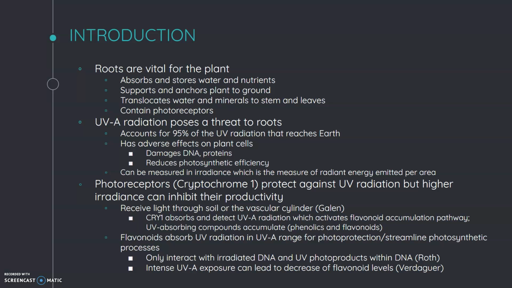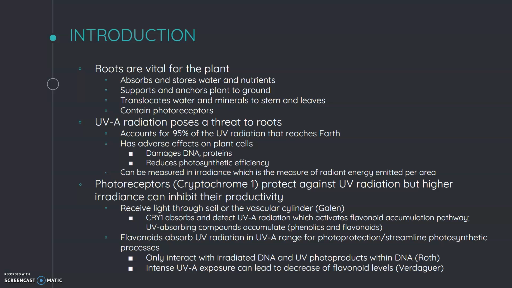energy emitted per area. So photoreceptors, to get more specific, the reason that they're important is that they're able to protect against UV radiation. However, the problem is that higher irradiance from UVA radiation can inhibit the productivity of photoreceptors, which renders roots vulnerable to radiation and thus susceptible to damage to their DNA.